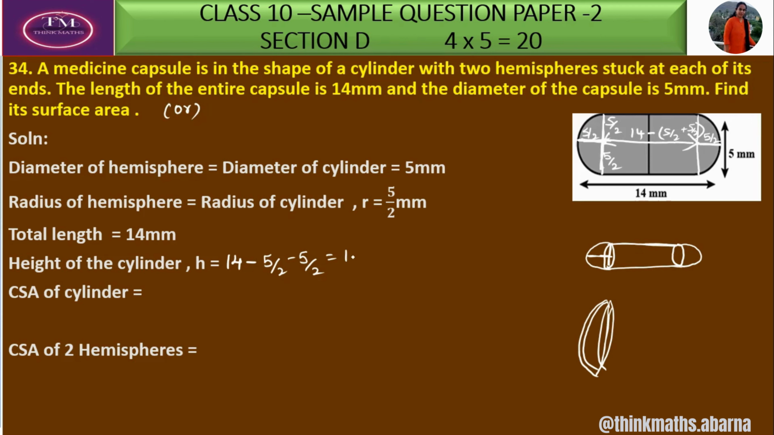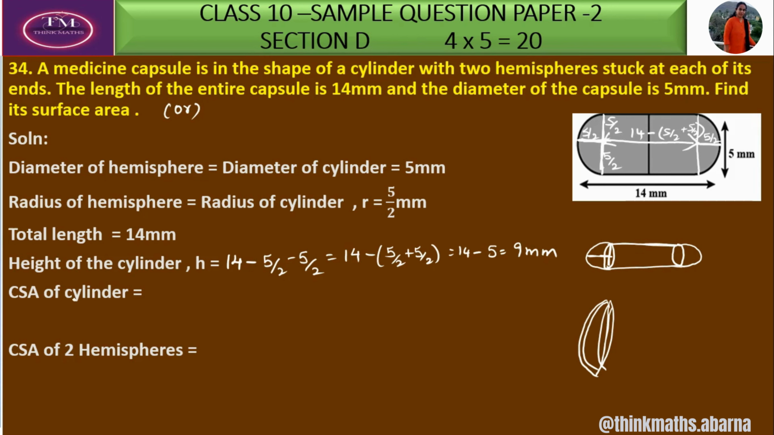So here it is nothing but 14 minus, if we take the negative sign from both, 5 by 2 plus 5 by 2. So it is 14 minus, 5 by 2 plus 5 by 2 is 5. So 14 minus 5 is 9 millimeter. So the height of the cylinder is equal to 9 millimeter.